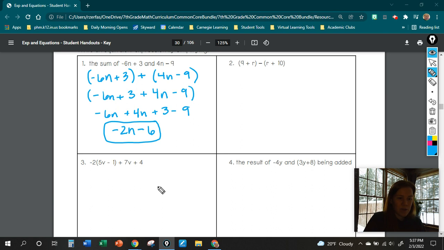Go ahead and try the next ones on your own. Be careful on this one. You have to distribute this subtraction sign in. So let me get you started on it. We can leave this as 9 plus r. We are subtracting everything in this quantity. So when you distribute that negative 1 in, that is like subtracting r and also subtracting 10. Okay, try to work it from there on your own.